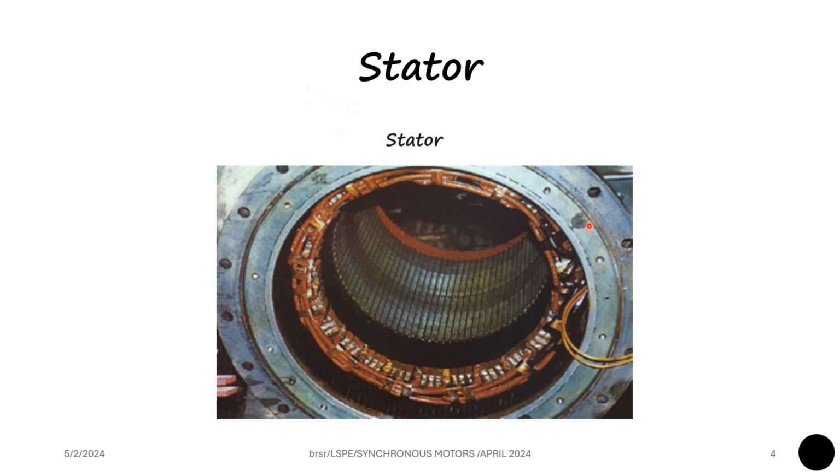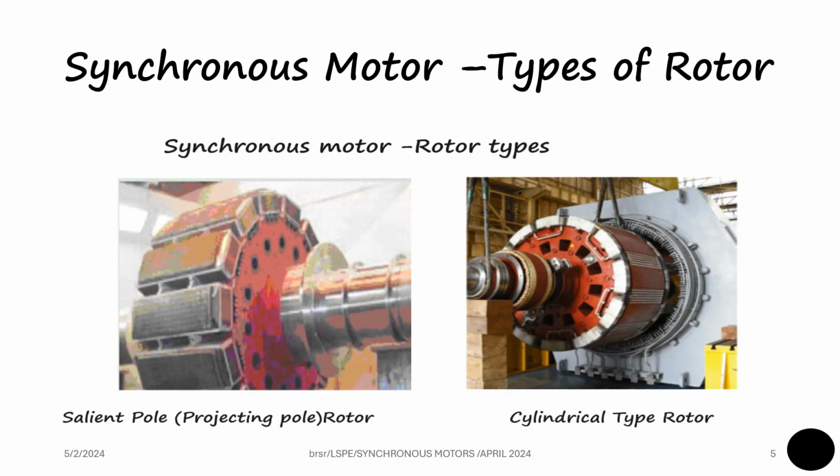The stator of a synchronous motor consists of a three-phase winding and it is given a three-phase AC voltage supply. Even a three-phase induction motor has a similar construction. There are two types of rotors available for synchronous motors. One is called a salient pole or projecting pole type of rotor. The second one is cylindrical type rotor. As can be seen from the picture, the salient pole rotor has the poles seen as projected out, and in the case of a cylindrical rotor, the poles are not seen projected out.